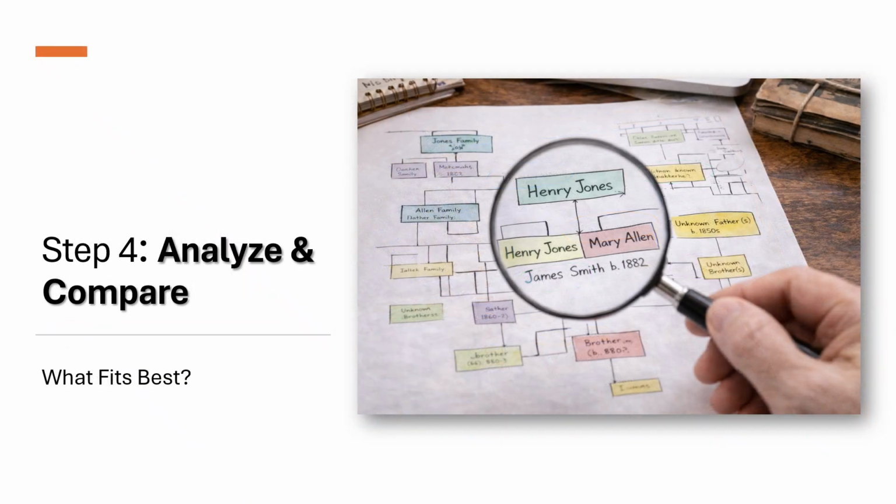Now, we begin to analyze and compare what we've gathered. This is where patterns start to appear. Ask yourself, which candidate fits the DNA evidence best? Do shared matches support one option more than another? Do the timelines and locations make sense? You may also notice conflicts, and that's okay. Conflicting evidence is part of the process. What matters is how all the pieces work together to support or weaken each possibility.